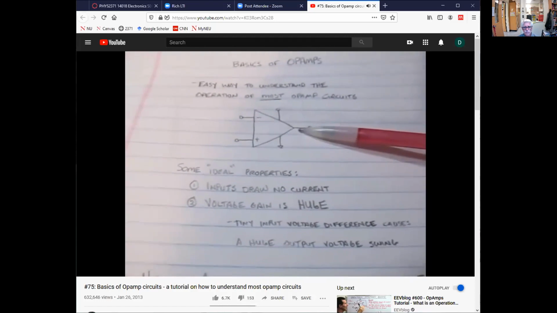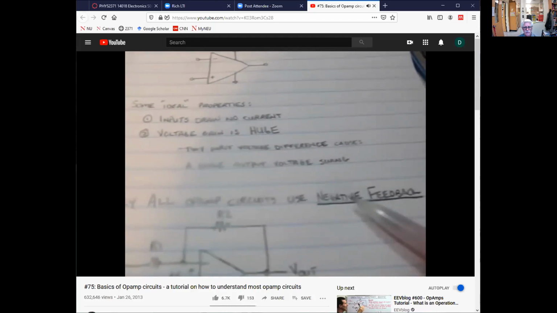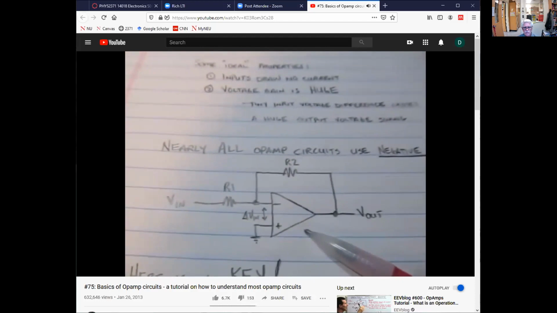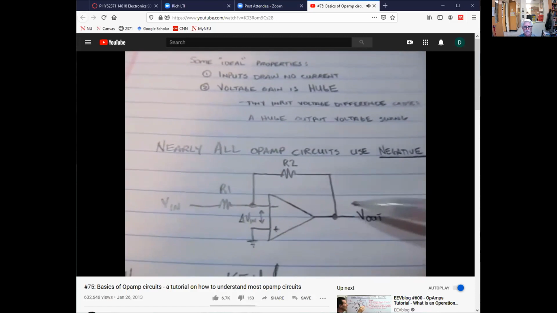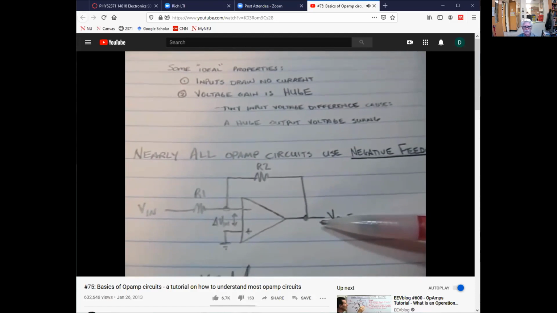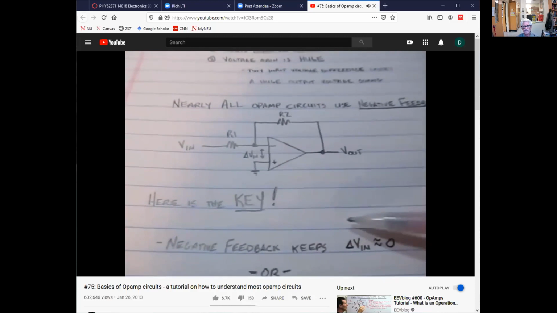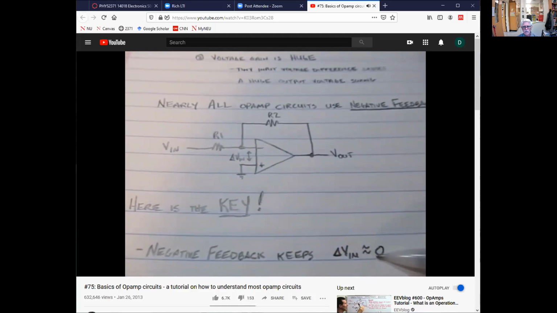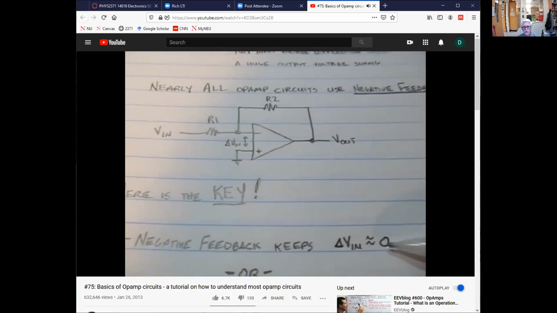By taking one more factor into account, and that is that nearly all op-amp circuits use negative feedback in some form. Here's a really simple form, just a resistor negative feedback here. And let's look at why that's important. And this is really the key. Negative feedback keeps the input voltage approximately equal to 0. Okay, how does that work?